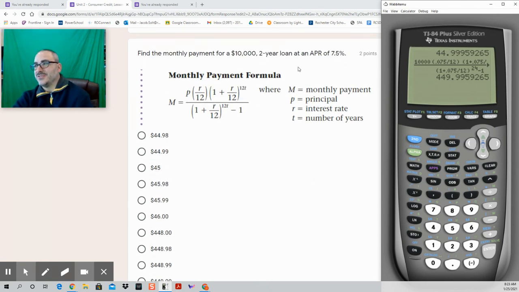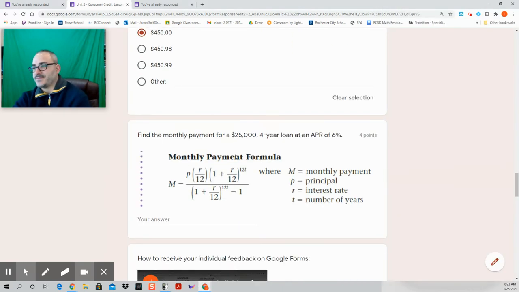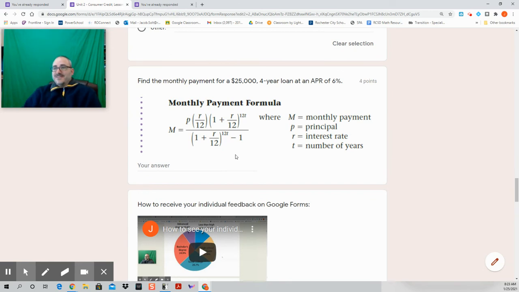A $10,000 2-year loan at an APR of 7.5%. All right, this is the last one. Find the monthly payment for a $25,000 4-year loan with an APR of 6%. I've changed everything on you. This one, you pick your favorite method.